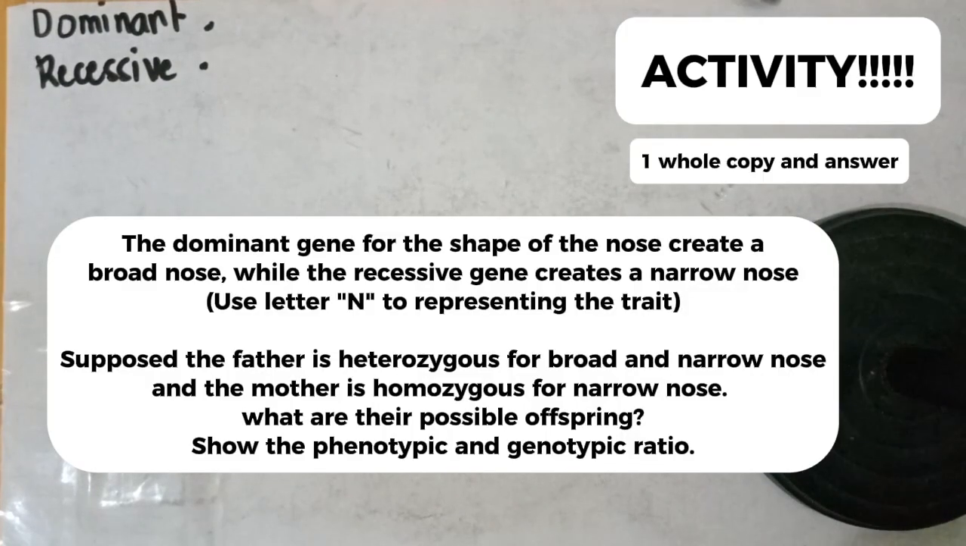Next, sample problem. The dominant gene for the shape of the nose creates a broad nose, while the recessive gene creates a narrow one. Let us use the letter N to represent the trait. Suppose the father is heterozygous for broad and narrow nose, and the mother is homozygous for narrow nose. What are the possible offspring? Show the phenotypic and genotypic ratio.